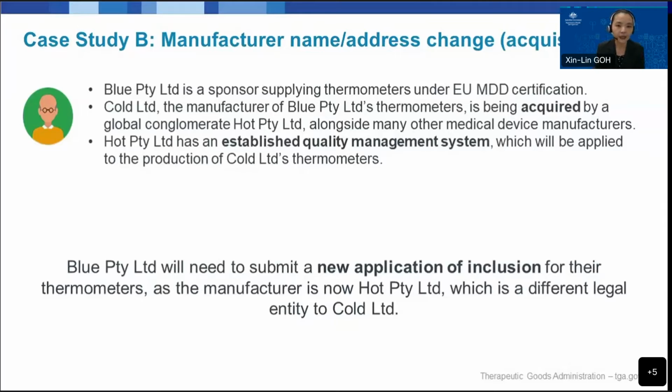And in case study B, we have Blue, who is a sponsor supplying thermometers under EU MDD certification. So Code is the thermometer manufacturer and is being acquired by a global conglomerate called HOT, alongside many other medical device manufacturers. So HOT has an established quality management system, which will be applied to the production of Code's thermometers. So if Blue would like to supply thermometers that are now manufactured by HOT, they will need to submit a new application of inclusion for their thermometers as it is now considered a different kind of device due to the change of legal manufacturers.